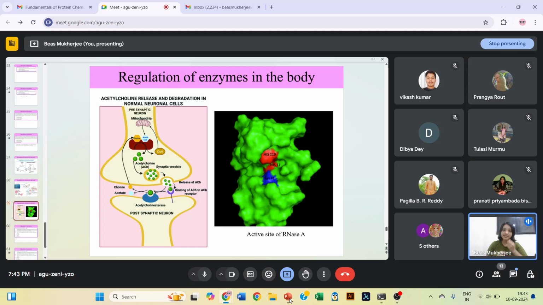In the active site, this enzyme has histidine and lysine residues. So this is ubiquitously present. RNase A is present on your hand. It is present maybe on your computer. It is present on your desk.